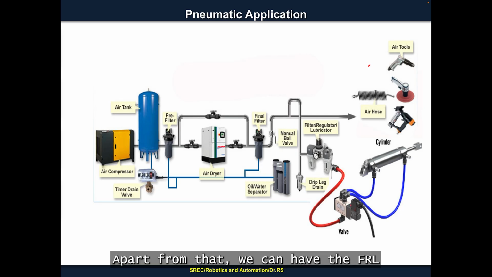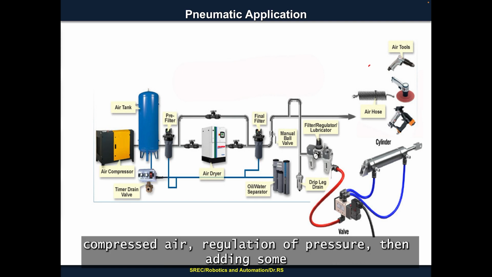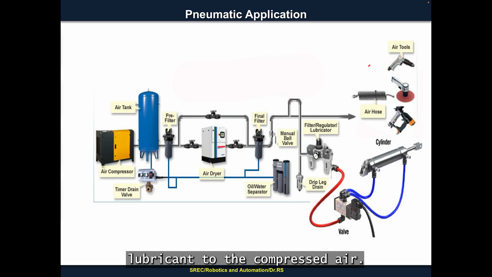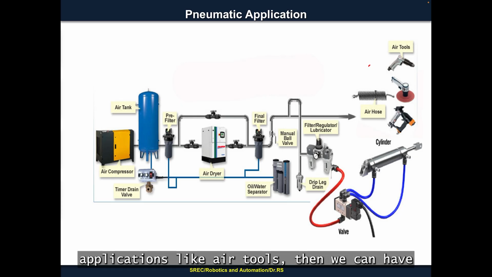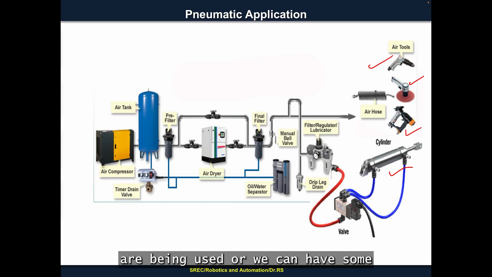Apart from that, we have the FRL unit, which is used in all end applications, where we filter the compressed air, regulate the pressure, and add some lubricant to the compressed air. After that, we have the end applications like air tools, the sanding gun, the painting gun, or pneumatic cylinders. So this is the typical pneumatic system that is employed in any application.